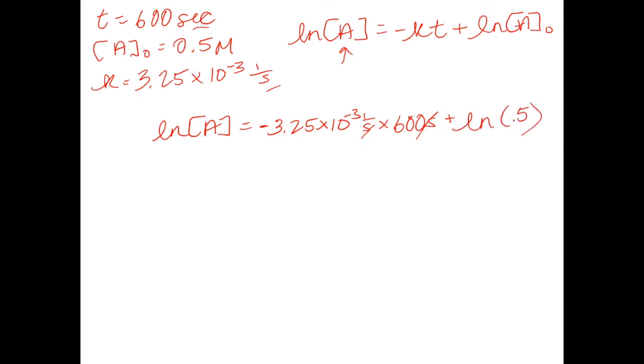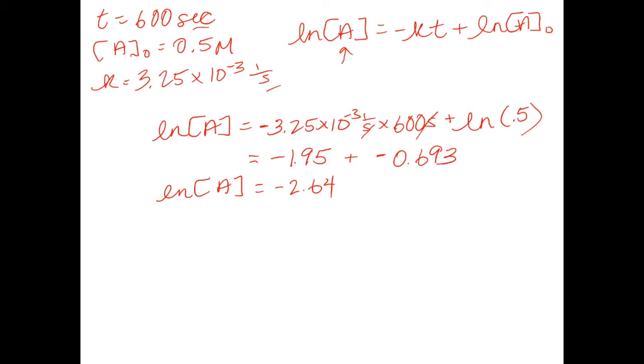Okay, so I can put all of that into my calculator and just solve for that side of the equation. So it's going to be negative 1.95 plus negative 0.693. All right, so my ln of A is negative 2.64.